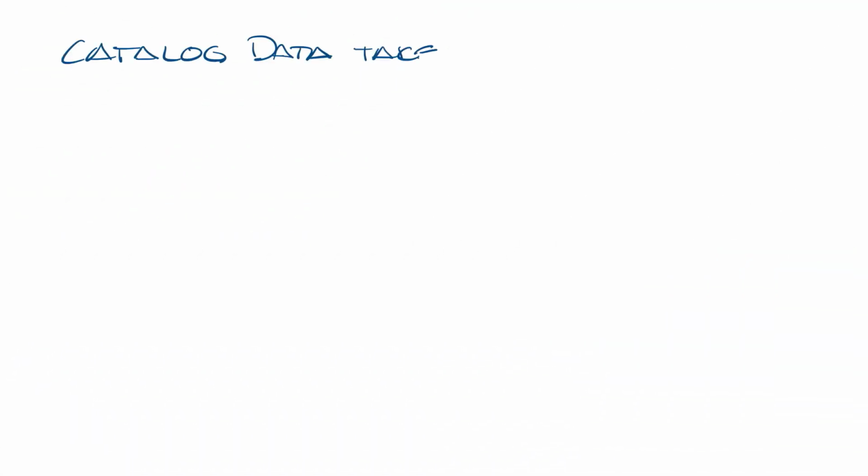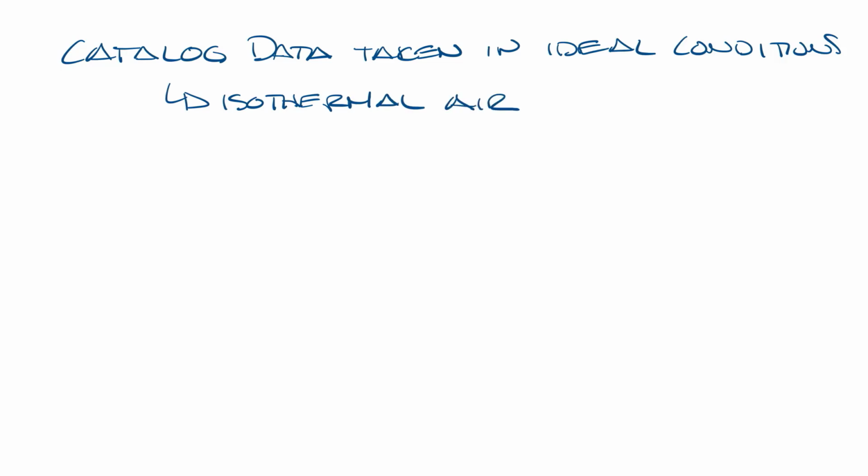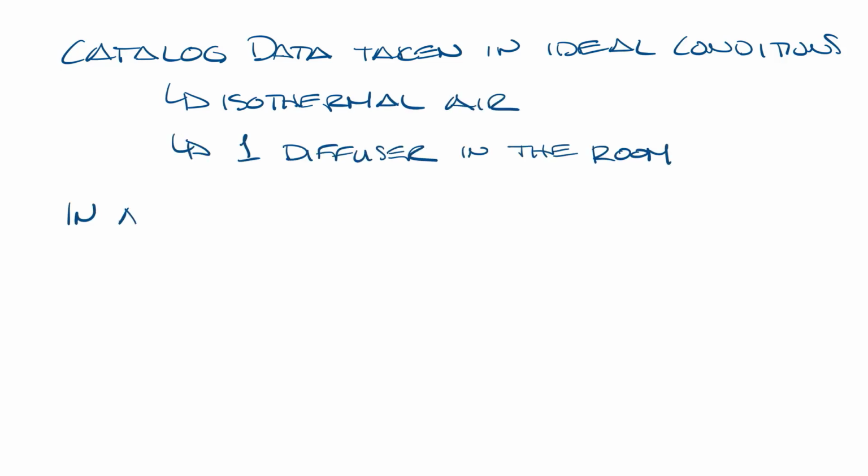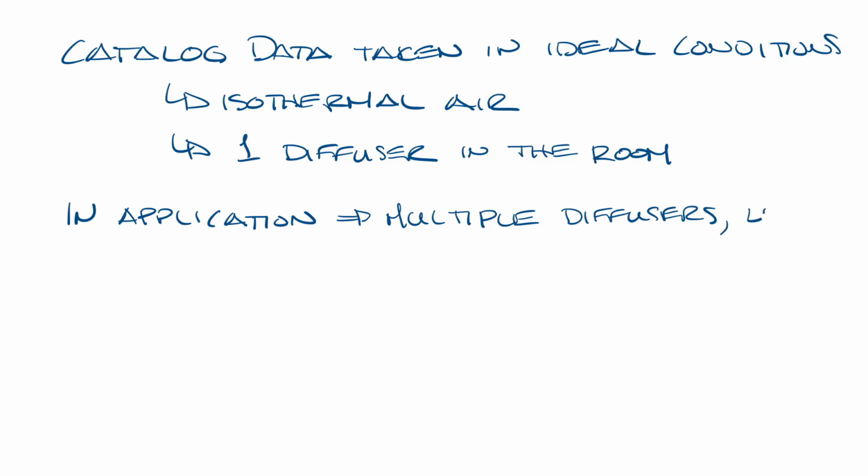I mentioned before that catalog data are taken under ideal conditions. Throw tests are performed using isothermal air with a single diffuser in the center of a test room. In application, though, diffusers are installed with other diffusers. They're installed with ceilings, walls, lights, other things that might affect the airflow pattern. So let's move this out of the way and let's draw a diffuser.